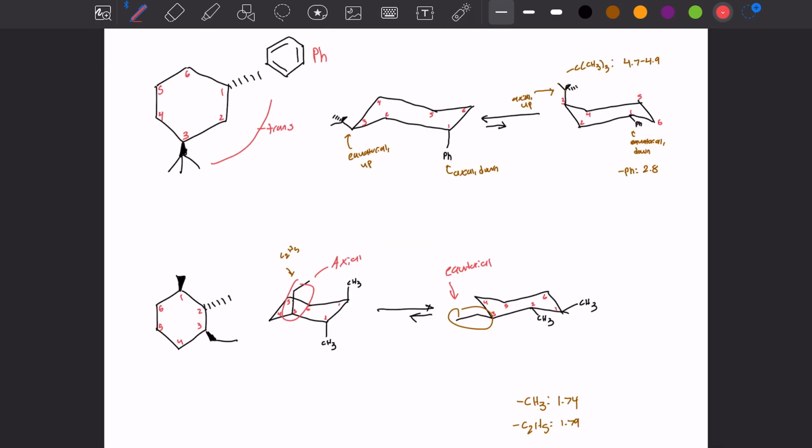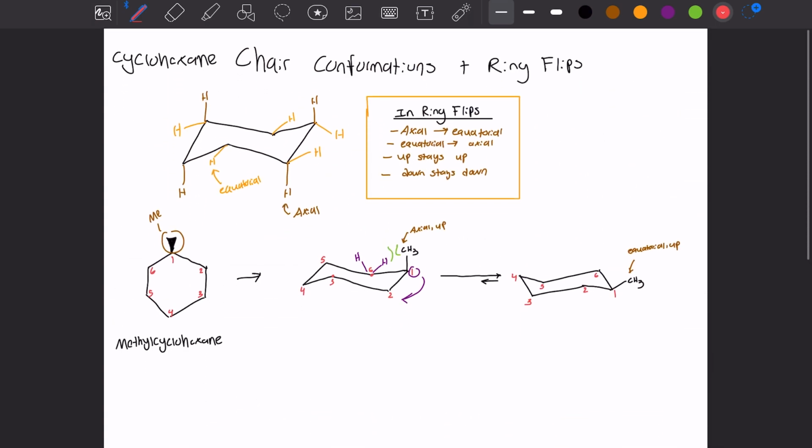So that's basically all I have to cover about cyclohexane and different substituents for chair conformations and ring flips.